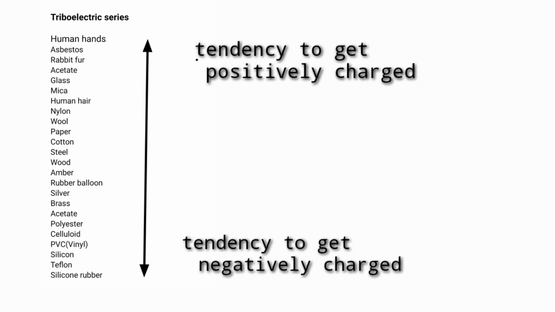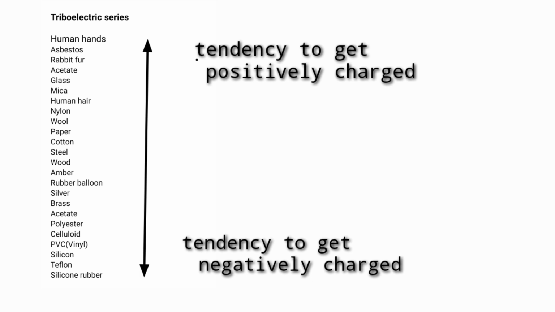Now let us take an example. Consider two objects from this series. Now consider glass and wool, and look at the position of glass and wool in this series. You can see that glass is on the top and wool comes down. So which one will acquire positive charge? Glass will acquire positive charge as it is on the top when compared with the wool, and the wool acquires the negative charge.